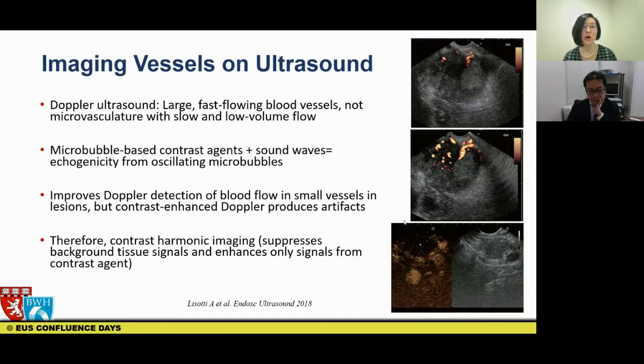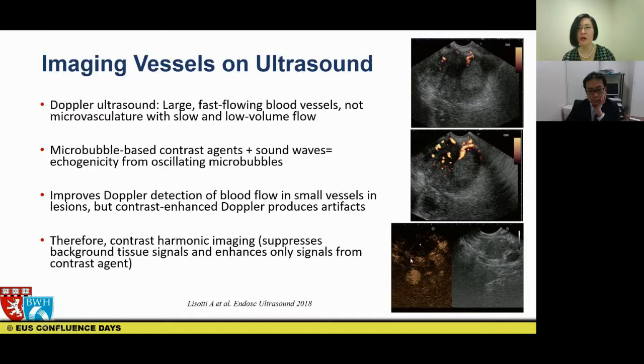And so when you do contrast-enhanced Doppler, that did allow you to see these small vessels better, but there have been some limitations from artifacts and whatnot. And so contrast harmonic imaging is where you actually suppress the signals from all the background tissue and only enhance the tissues from the contrast agent. So when you look at the EUS images on the right, the upper one shows you your classic Doppler imaging, the middle one is contrast enhanced Doppler, and the bottom one is showing you that contrast harmonic EUS imaging.